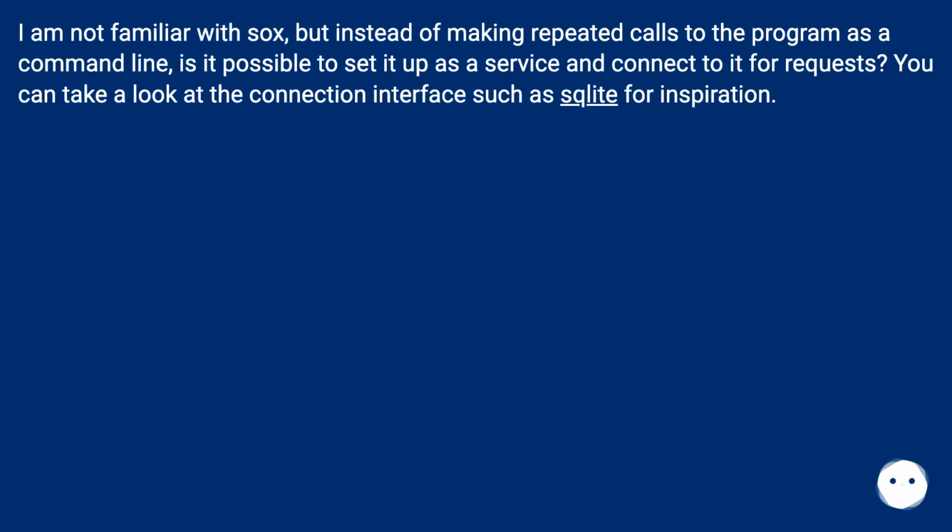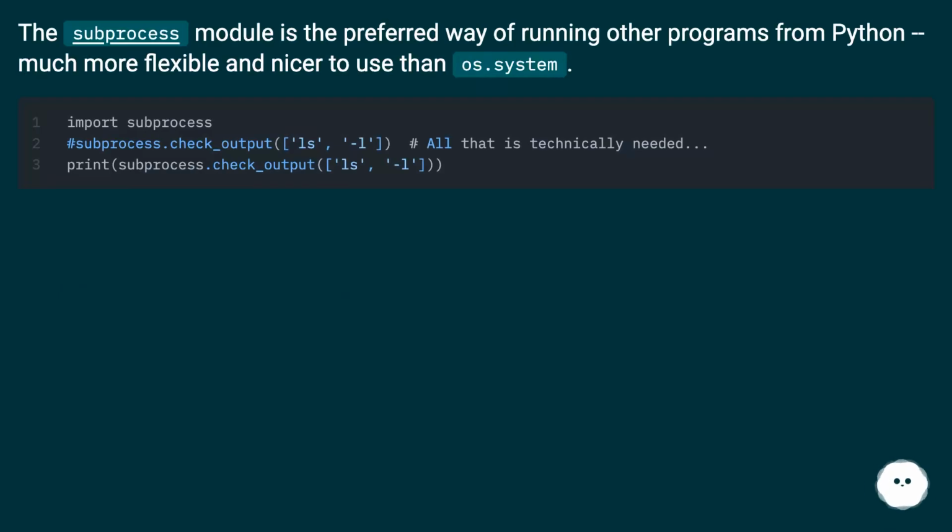I am not familiar with SoX, but instead of making repeated calls to the program as a command line, is it possible to set it up as a service and connect to it for requests? You can take a look at the connection interface such as SQLite for inspiration. The subprocess module is the preferred way of running other programs from Python, much more flexible and nicer to use than os.system.